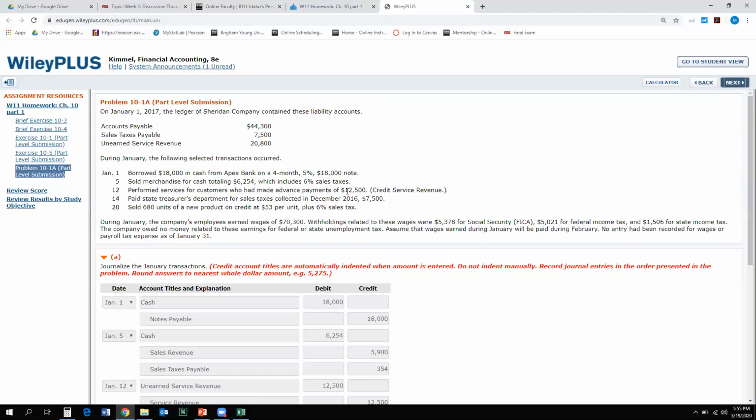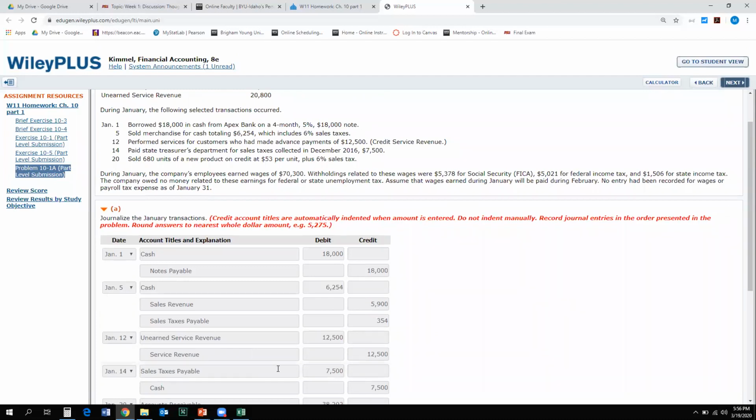So what this requires us to do is to think back to revenue. Now that we've actually performed the services, we're going to credit service revenue and debit the unearned service revenue account. Because back when we received the advance payments, we recorded cash going up, so a debit to cash and a credit to unearned service revenue. And now that we're earning it, we debit unearned service revenue and credit our service revenue account.